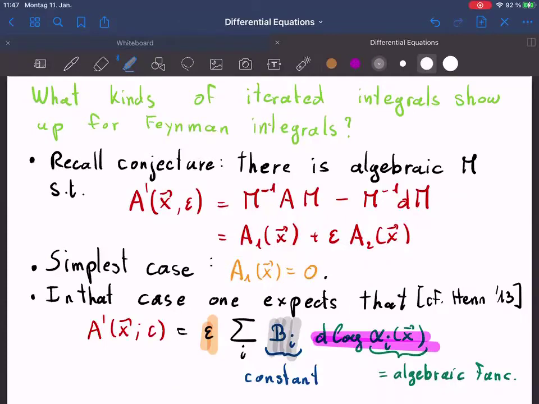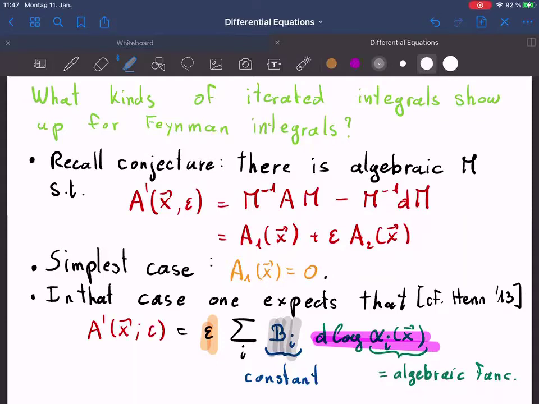Okay, so that is, if you want, the simplest class of functions that you can get. That is the case when you can find a rotation that brings you to canonical form, meaning A1 is 0, and the matrix A2, with the epsilon outside, takes the form of a sum of constant matrices multiplied by d logs of arguments that are rational functions or rational functions in square roots. Okay, so that is the simplest form you can have.